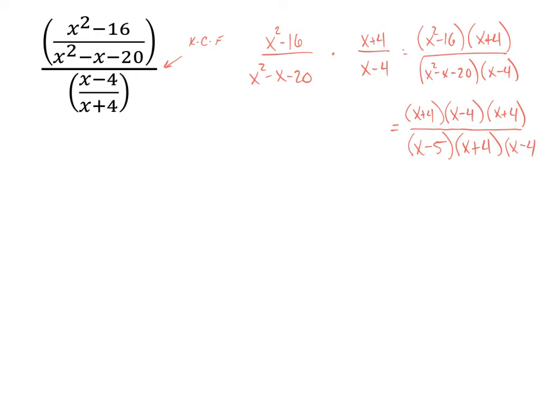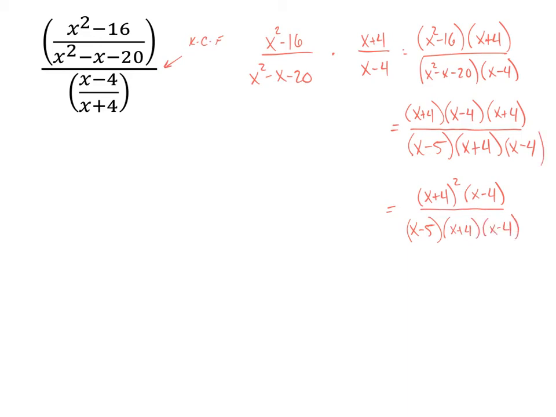Now, we're pretty savvy with how to factor things now. We've been doing prime factorization for a while. So I'm going to rewrite this numerator as x plus 4 squared times x minus 4, because we have two of those. We got one here, we got one here. So we can condense it and write it like this. And our denominator is not going to change. We still have our x minus 5, x plus 4, and x minus 4.